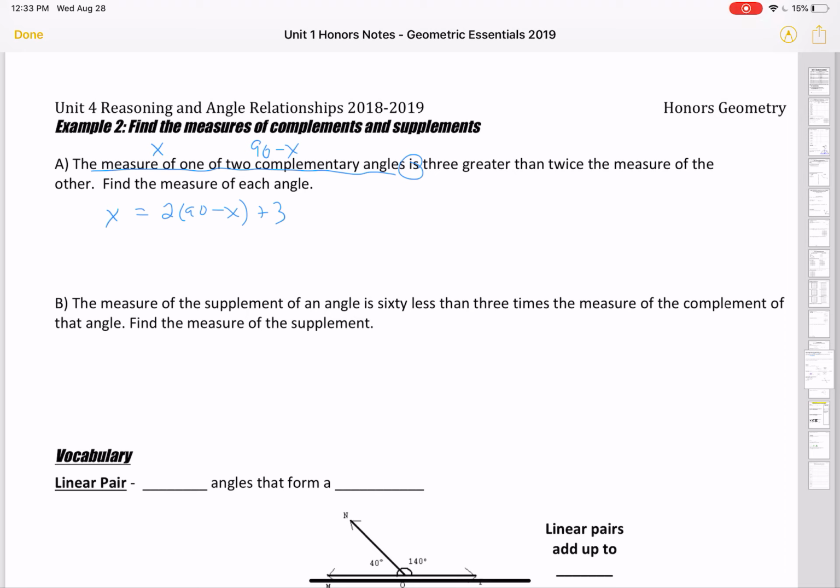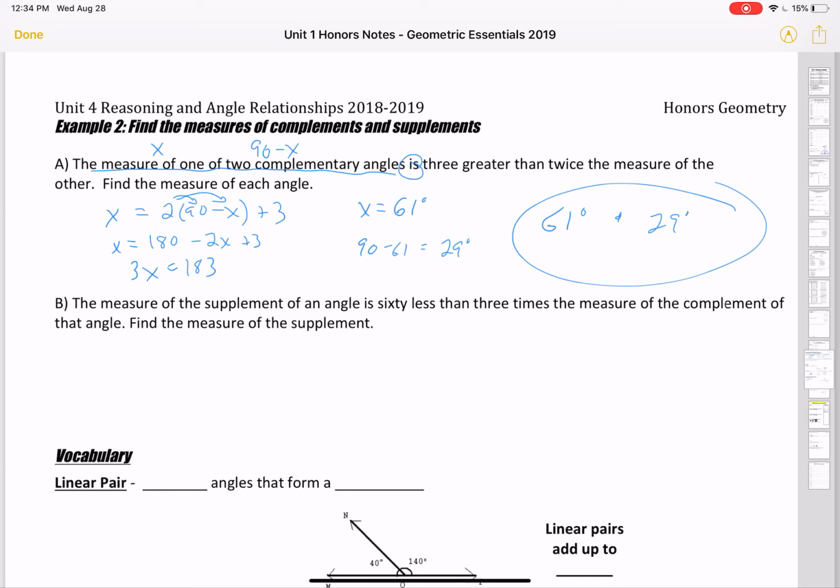These are going to take work. Okay, you got to be able to translate those. So I get x equals, and then I distribute here, 180 minus 2x plus 3. If I combine like terms, I'm going to get 3x equals 183. So x equals, hang on, I got to grab my calculator, 183 divided by 3. X is going to give you 61 degrees. So that's one of the angles. The other angle is going to be 90 minus 61, which is going to give you 29 degrees. So you got 61 degrees and 29 degrees. Those are going to be your two complementary angles.